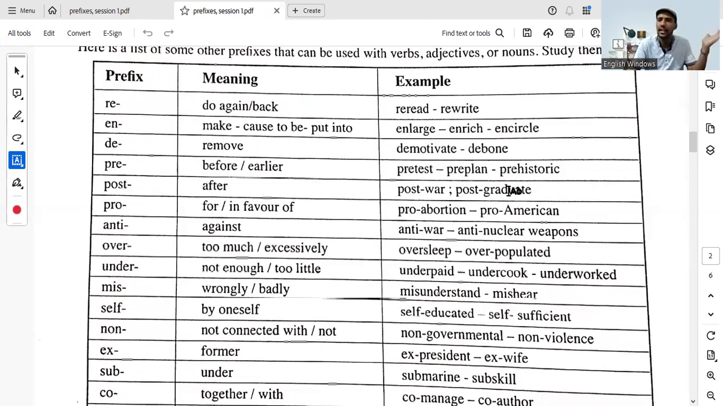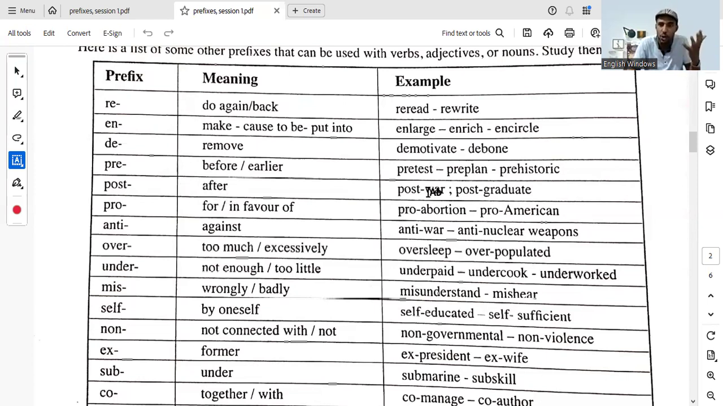Prehistoric, again, as an example here, prehistoric era or prehistoric age, it means the age or the time before history, right? That's called prehistory or prehistoric. Now, post is the opposite. It refers to the meaning of after, right? It indicates the meaning after.